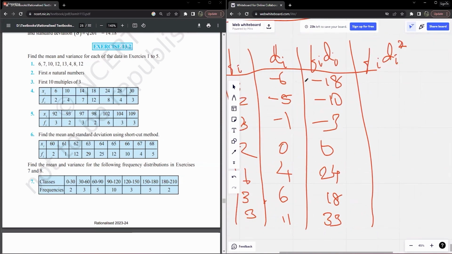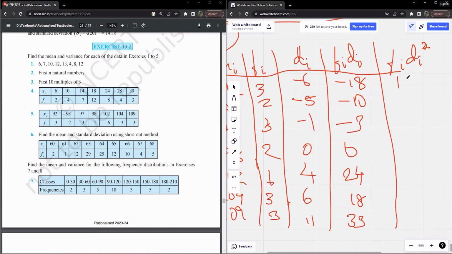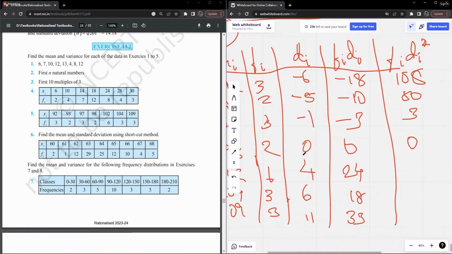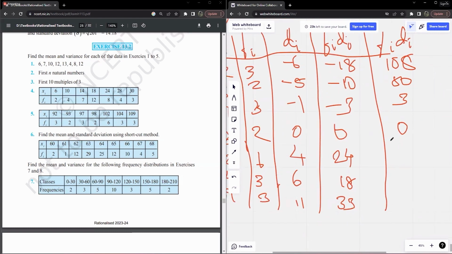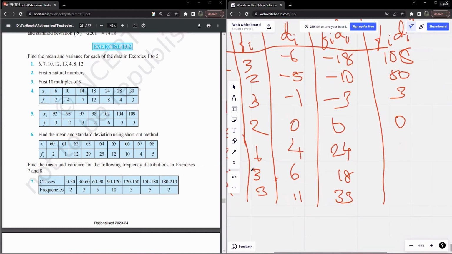is going to be, this is 36 threes are, that is 108. You have 25 twos are, that's 50. You have 1 into 3, that's 3, and 0. Then you have a 16 into 6, that is 96. You have 36 into 3, that's 108 again. And you have 11 square, 121 into 3, that's 363, right?